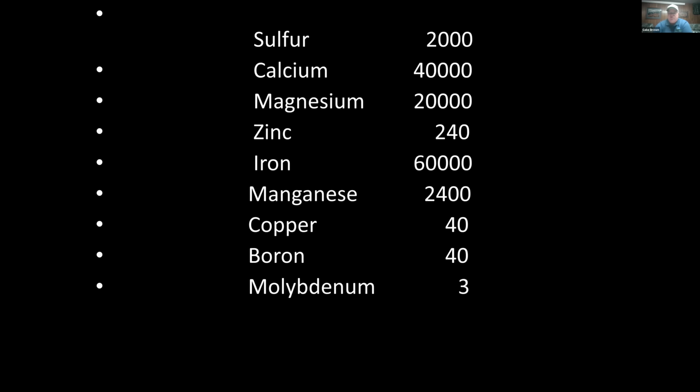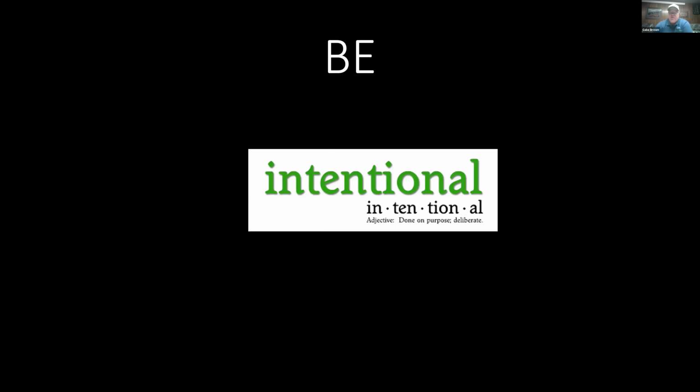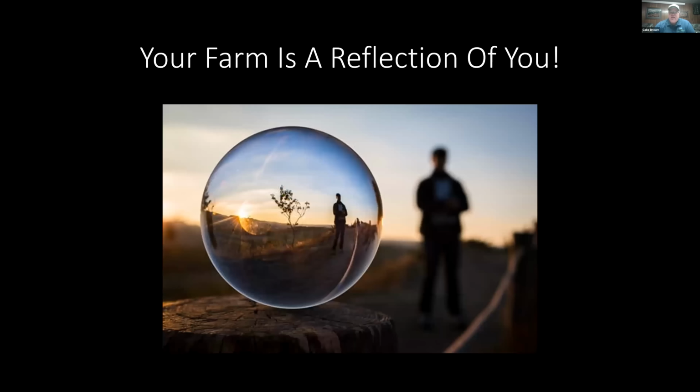Look at these micronutrients. Look at iron there, 60,000 pounds. Fact of the matter is, as Shane said, we are not deficient in nutrients. We're deficient in biology, which means we really need to become intentional, right? As farmers and ranchers, as stewards, in order to make a profit, we need to be intentional. In other words, we have to be deliberate and we have to have a purpose. Your farm, your ranch is a direct reflection of you.